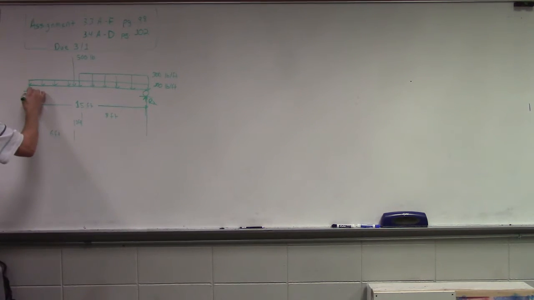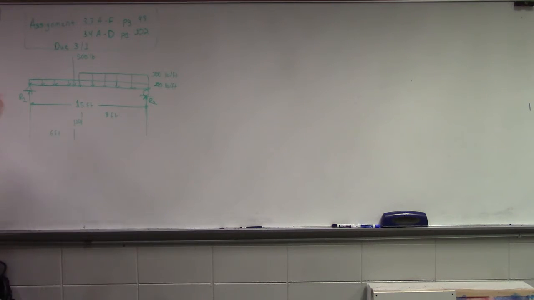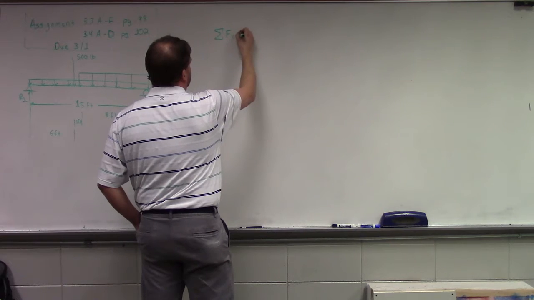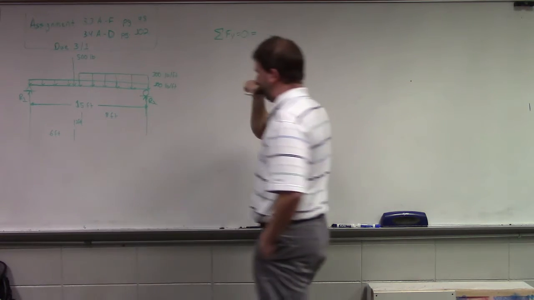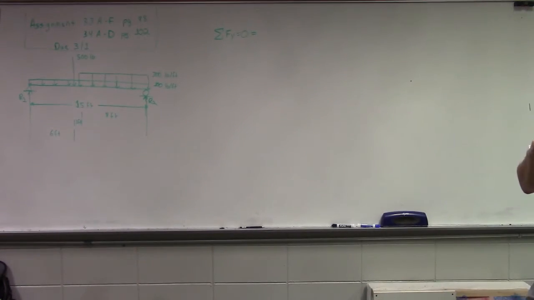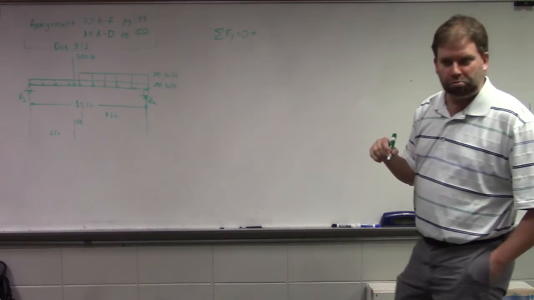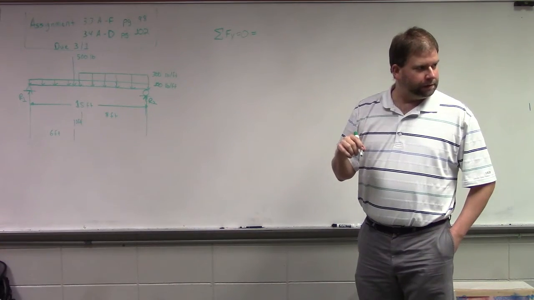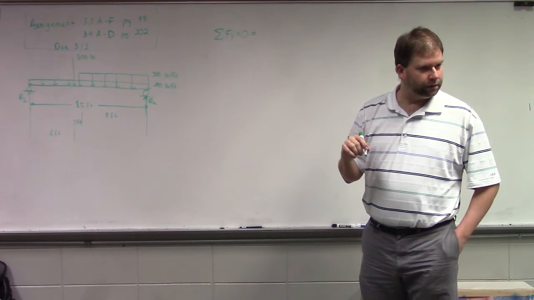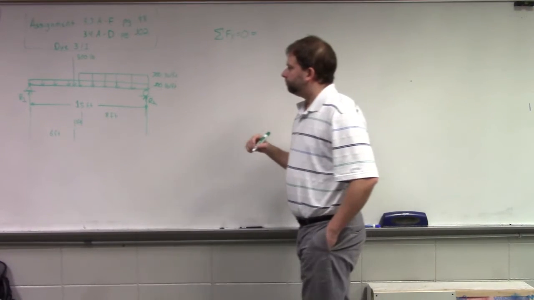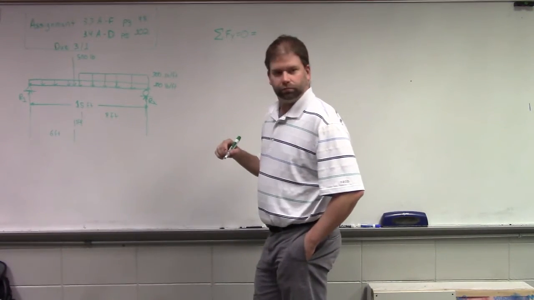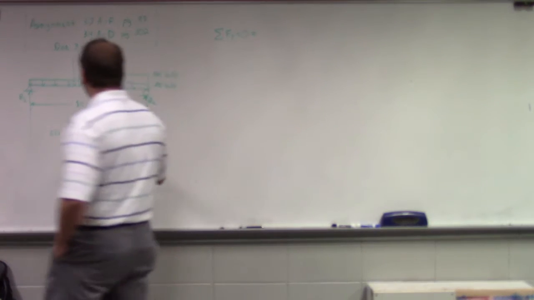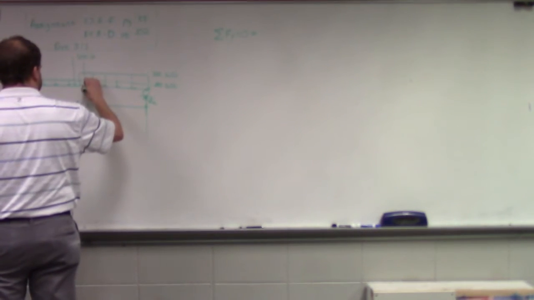We'll call this one R1 and this one R2. Be consistent. We'll need to figure out what our equilibrium is. What do we do with our uniformly distributed loads? You take 100 times 7.5, at 7.5 feet, so 1,500.